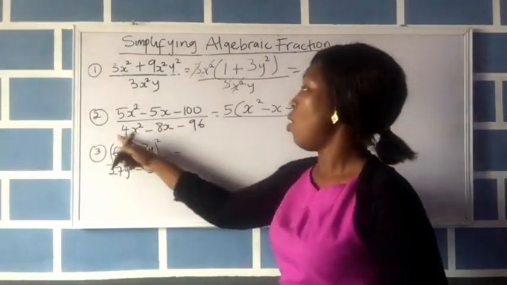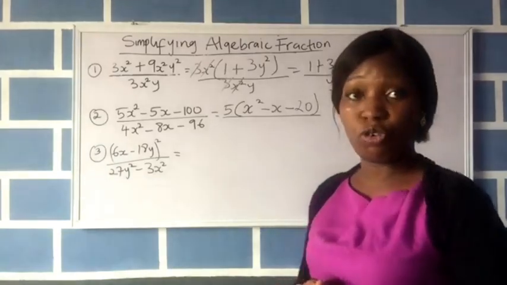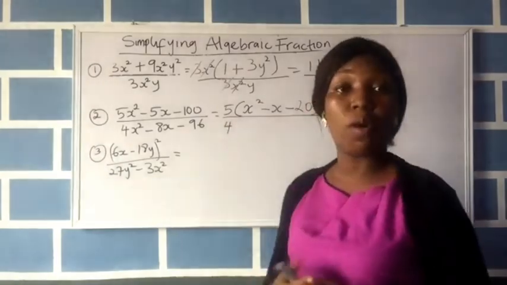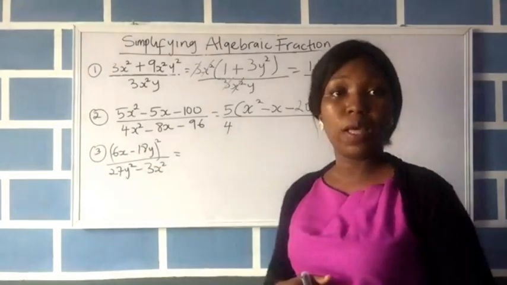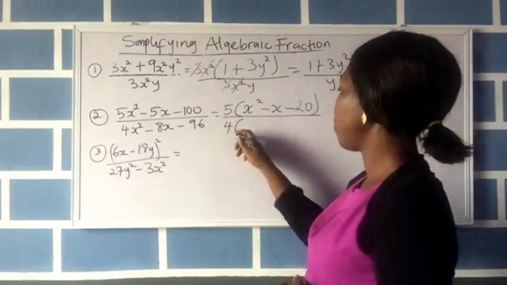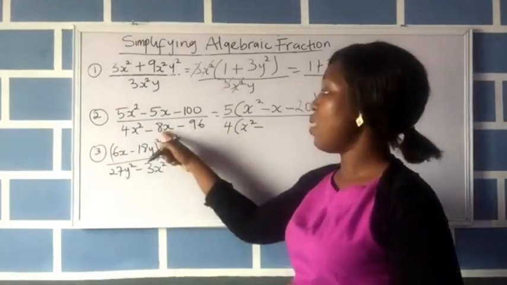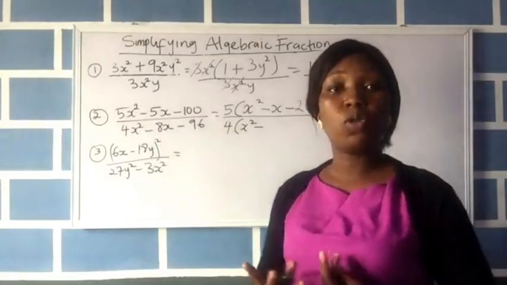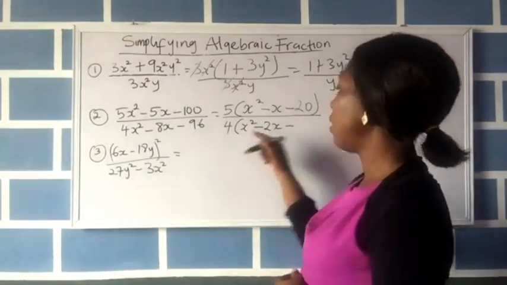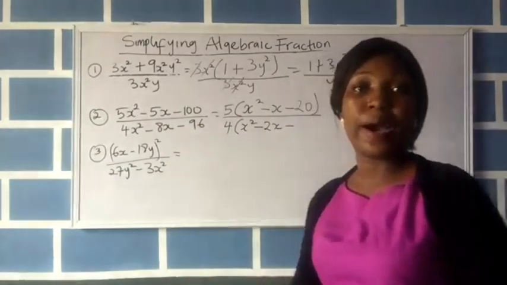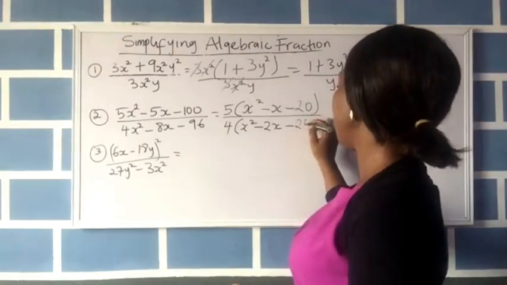Now, through my denominator, 4 can divide all through. So I bring out that 4, which is common. 4x squared divided by 4 gives me x squared. My sign here is minus, so I write down minus. 8x divided by 4 gives me 2x. Minus, I write it down here. Then 96 divided by 4 gives me 24. So I write down 24.